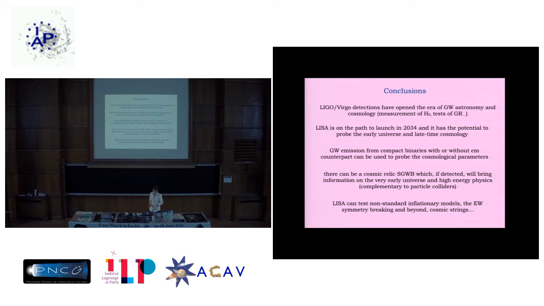To conclude, we know the LIGO-Virgo detections have opened the era of GW astronomy and cosmology. We already have interesting results on cosmology with gravitational waves, quite unexpected actually. LISA is on the path to launch in 2034, and I hope I convinced you that it has the potential to probe the early universe and late time cosmology. In particular, it can probe the late time acceleration of the universe and also a cosmic relic gravitational wave background. And in the particular case of LISA, it provides a handle on the electroweak scale in the early universe. Thank you.